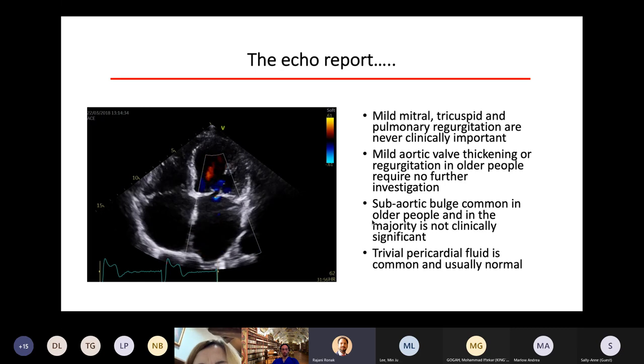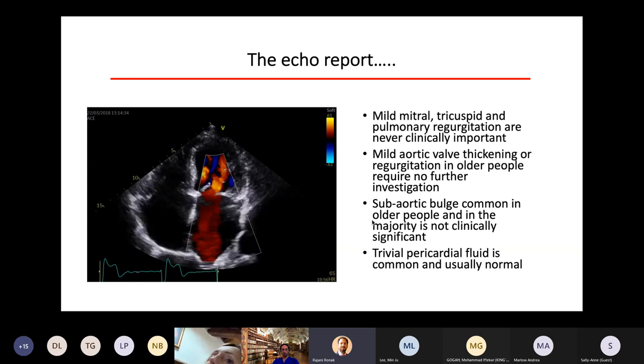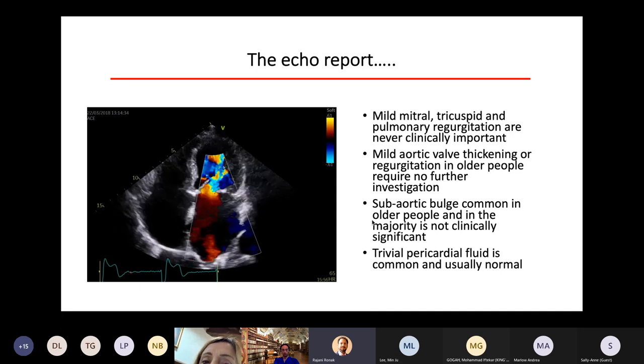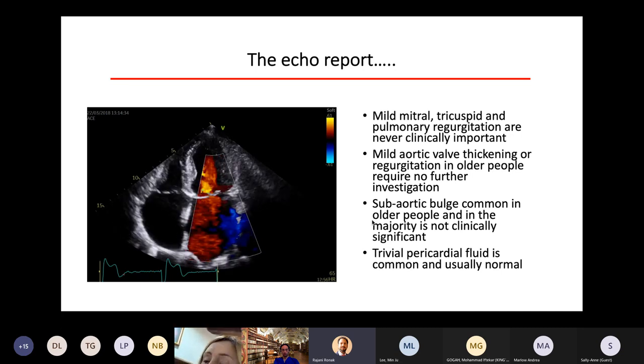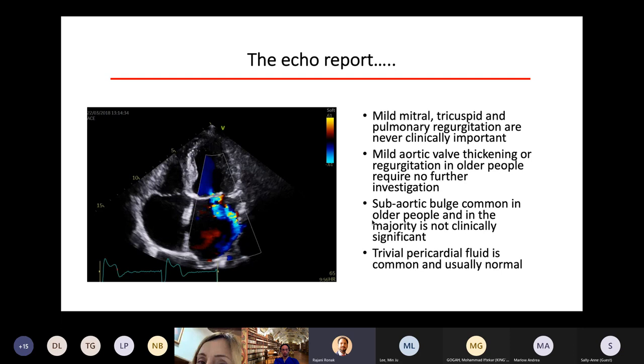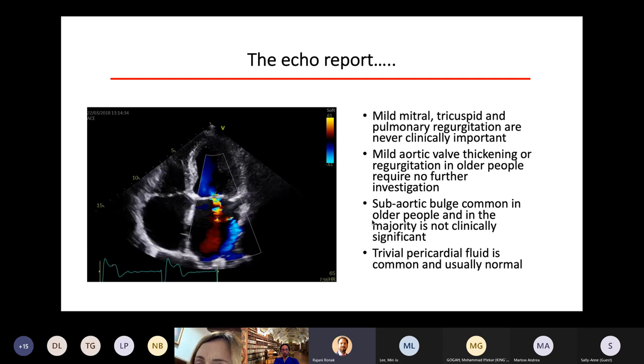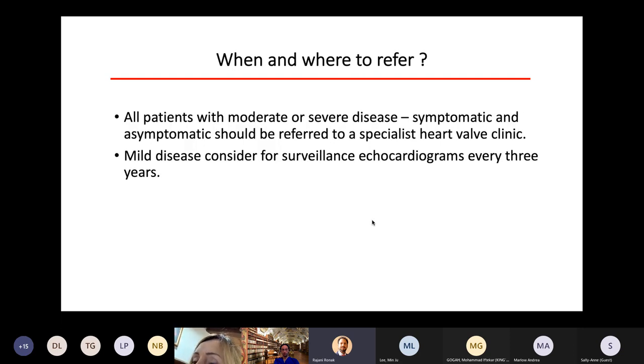Just a couple of things which I thought would be useful: mild disease generally does not require significant follow-up and is usually never clinically important. A subaortic bulge is common in older people and in the majority is not significant. And trivial pericardial fluid in the pericardial sac is usually common and not significant.